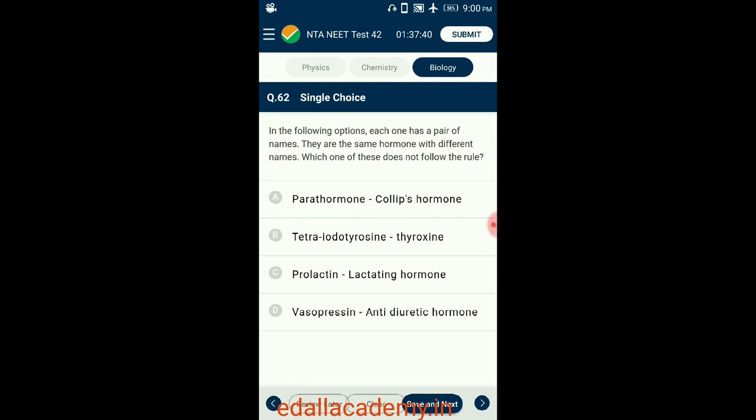In the following options, each one has a pair of names. They are the same hormones with different names. Which one of these does not follow the rule? The parathyroid hormone was first discovered by Philip Collip. Hence, it is also called Collip's hormone. It is a hypocalcemic hormone.